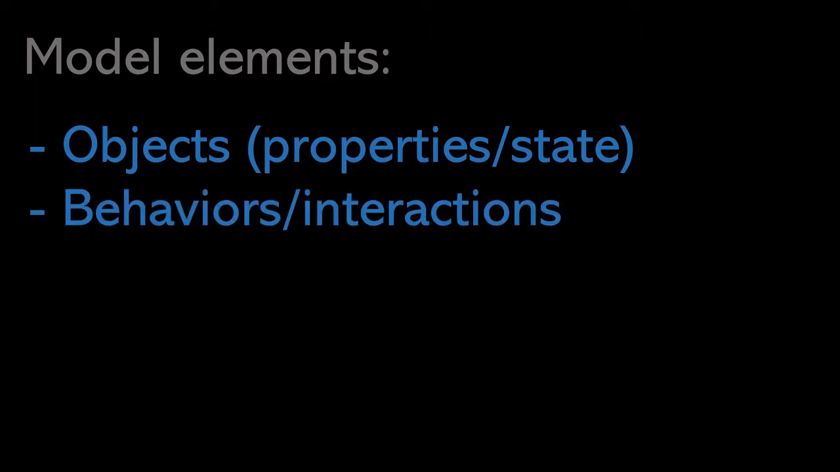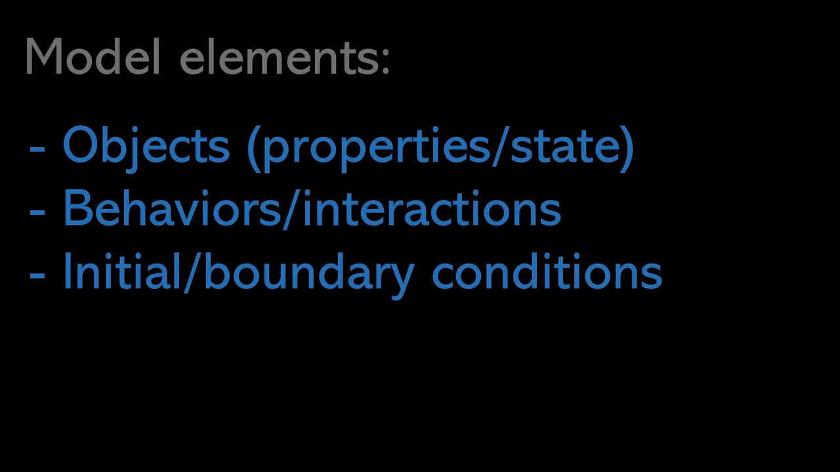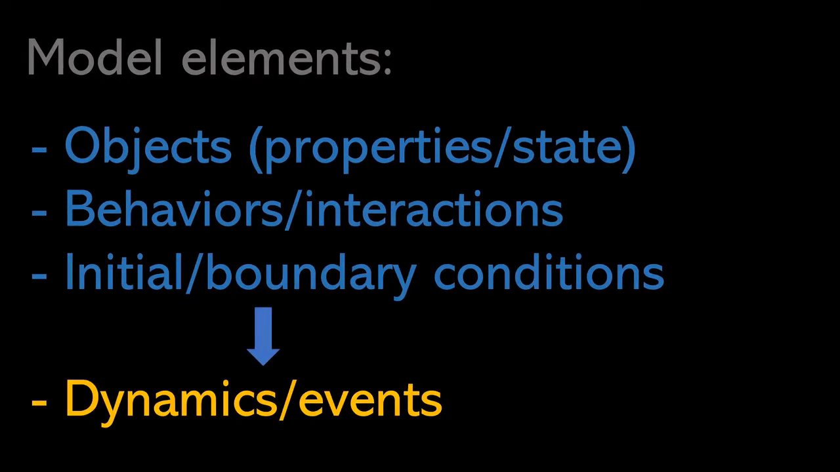Any model like this Lotka-Volterra model of population dynamics is going to have four main elements, and these are objects, which includes the properties and the state of the model, behaviors and interactions, initial and boundary conditions that will be specified for the model, and finally, these three model elements will then inform the dynamics and the events that we observe in our model upon simulation.